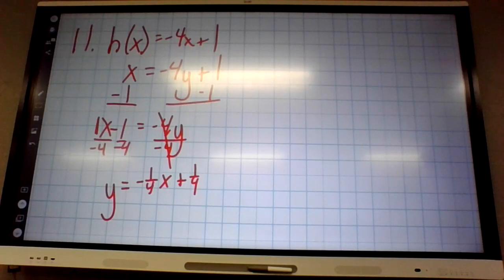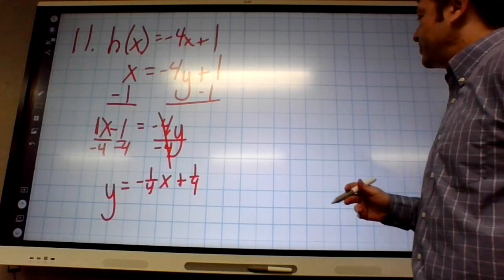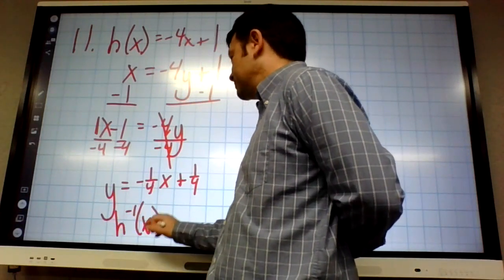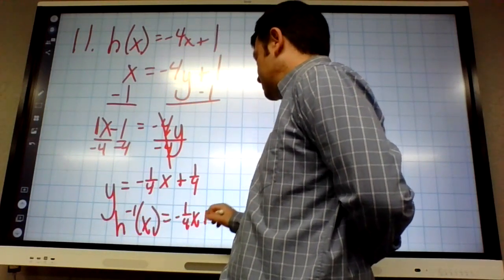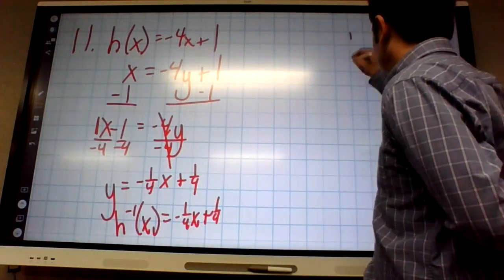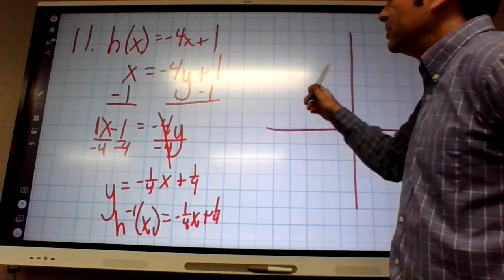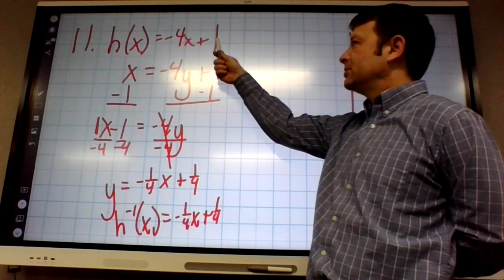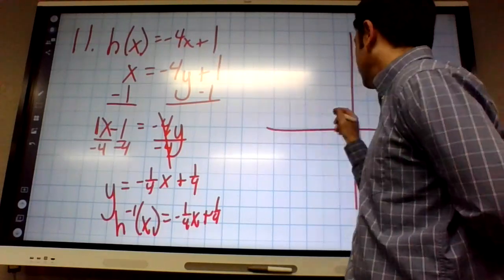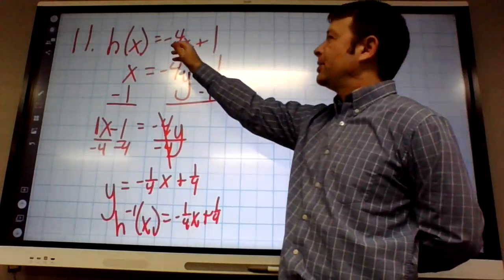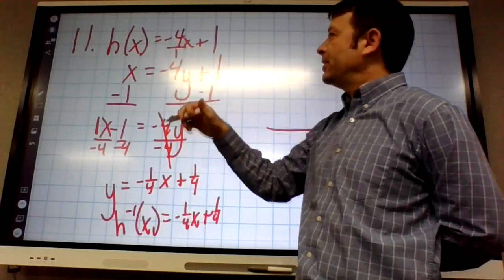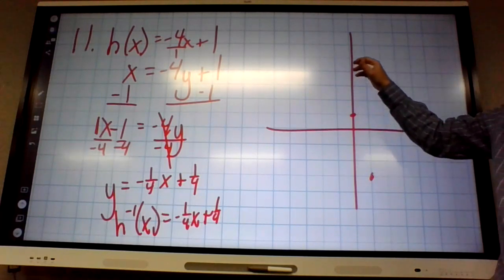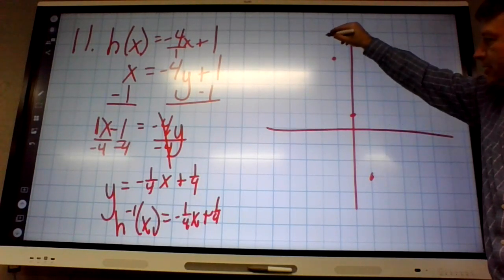So now we need to graph it. We're supposed to graph both the original and the new H inverse function. Anyways, okay. So for the first function, where am I going to start? Up 1. Where am I going to go from there? Down 4, right 1. That's the slope. Or you can go backwards, up 4, left 1. It should be on the same line.